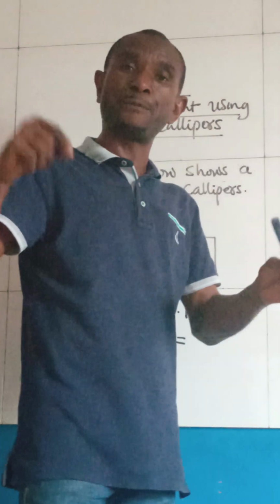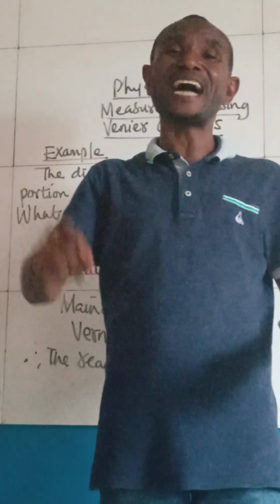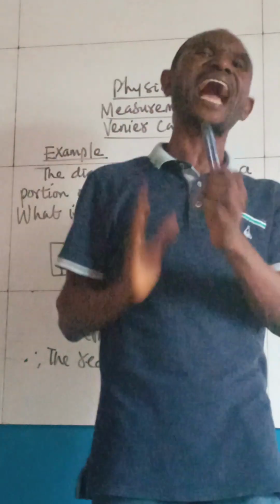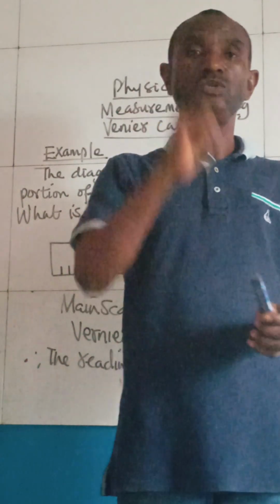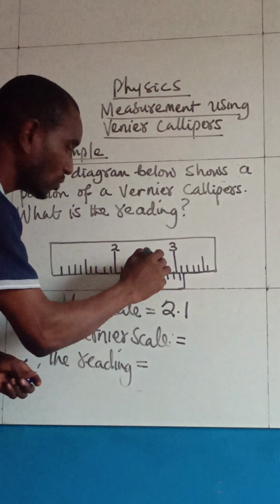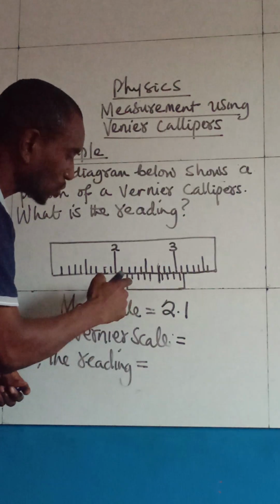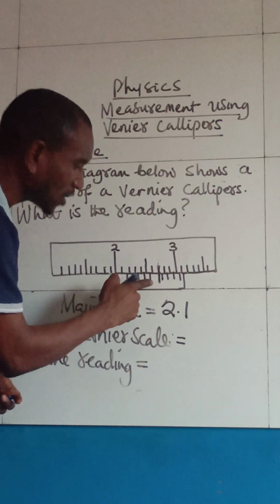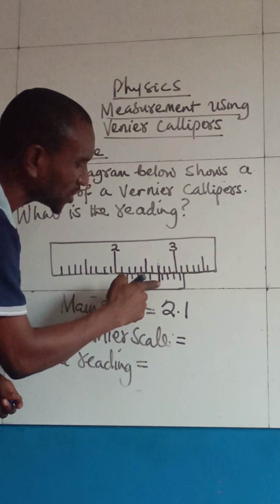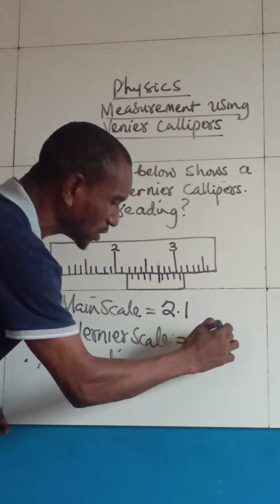You will stop at a point where the line of the vernier scale and that of the main scale coincide. They are aligned, and where they are aligned, that's where you stop. Look at the point where they align. So we have 0.01, 0.02, 0.03, 0.04, and this is 0.05. That means the vernier scale reading is 0.05.